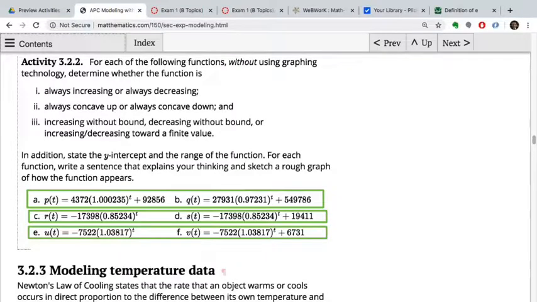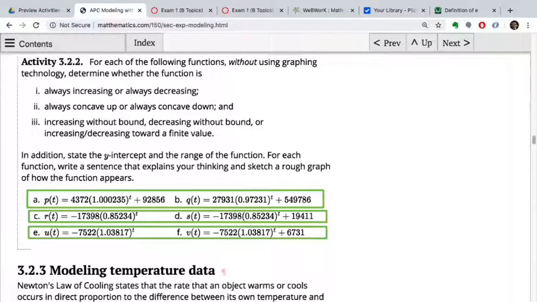What you're asked to do is answer some questions about the properties of each of these functions. Is it always increasing or always decreasing? Concave up or concave down? We talked about that in our last class. What is its end behavior? Does it increase without bound? Does it crash through the ceiling? Does it decrease without bound? Does it crash through the floor as we go all the way up to the right end of the graph? Or does it increase or decrease toward a finite value?